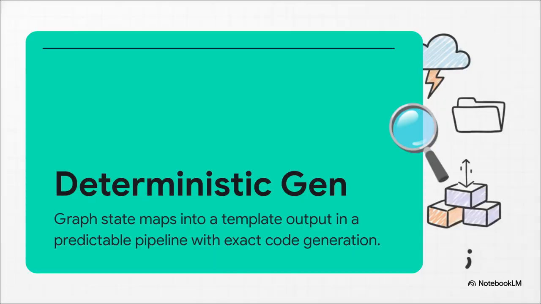Boom, you're done. Now, the absolutely crucial point here is this concept of deterministic generation. To be clear, this isn't some black box spitting out unpredictable AI-generated code. Not at all. The graph state maps directly into a scaffold config and template output in a highly predictable pipeline. What you see in the graph is exactly what you get in the generated code. Every single node maps to clean, idiomatically correct Dart code.